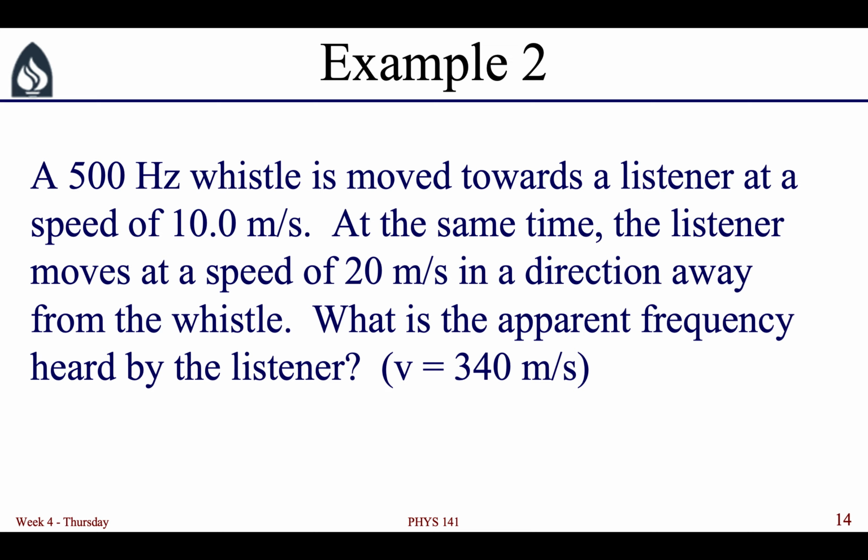In this example, we have a 500 hertz whistle moving towards a listener at a speed of 10 meters per second. At the same time, the listener moves at a speed of 20 meters per second in a direction away from the whistle. What would be the apparent frequency heard by this listener?